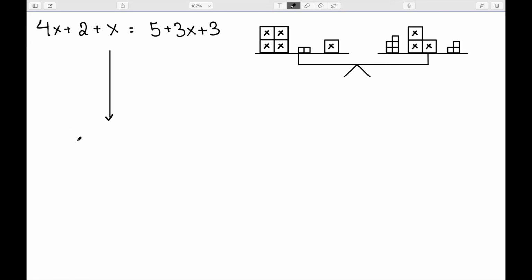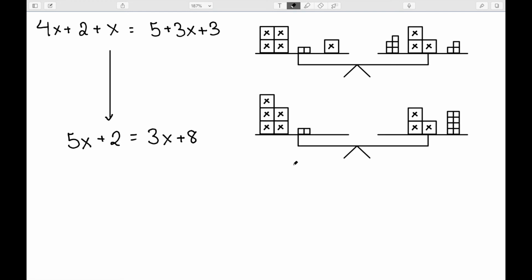Over here I have 4x and another x, that means I have 5 x's total, plus 2. Over here I have a 3x, and 5 plus 3 is equal to 8. On the pan balance, it's the equivalent of just shifting the x's together and shifting the 1s together on each side. So nothing's really changed on the pan balance. We've just reorganized.